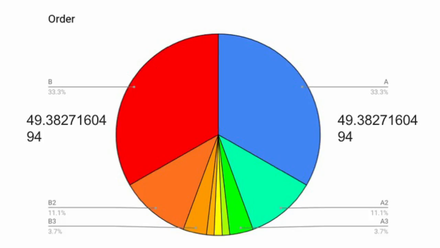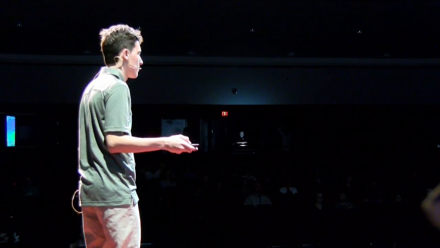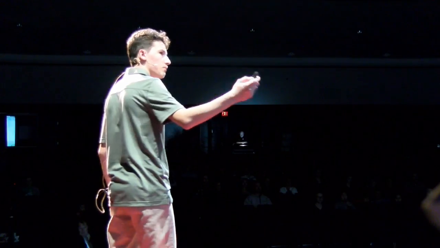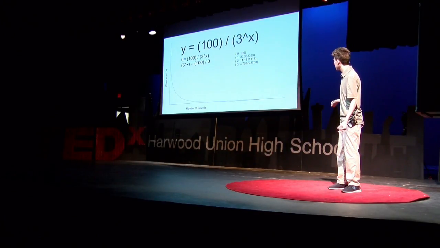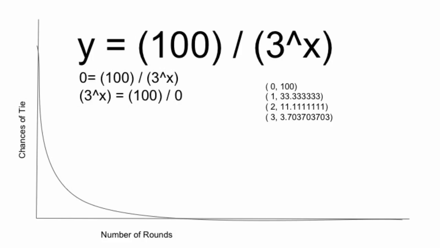Even though you have a 49.3827 whatever chance of winning, you could still see in the middle there's still a tie. So what's going on there? So I created an equation. This is the equation for the chances of a tie. X is the number of rounds before you give up, and Y represents the chances of a tie.